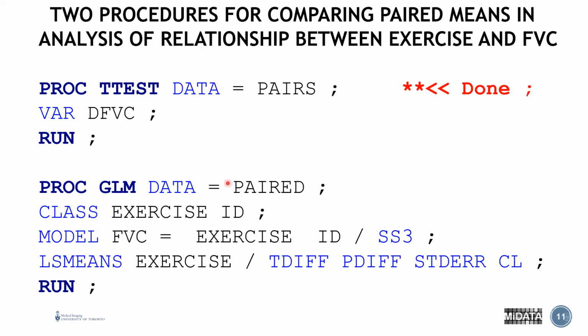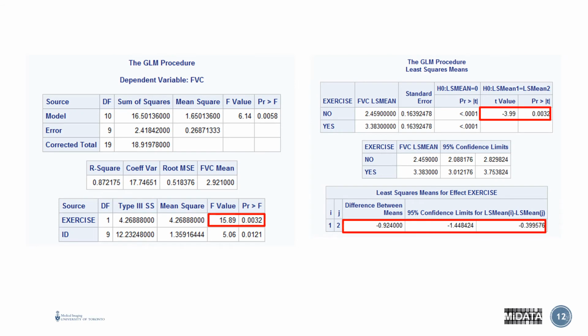This is similarly a paired data set, but this is the first one we actually created in this lecture. It is a paired data set, FVC once again, but in this case, the grouping is exercise yes, no. If you remember correctly, the exercise variable is a class variable that has two levels, yes and no, and that's why it's included in the class statement. Okay, let's look at the output.